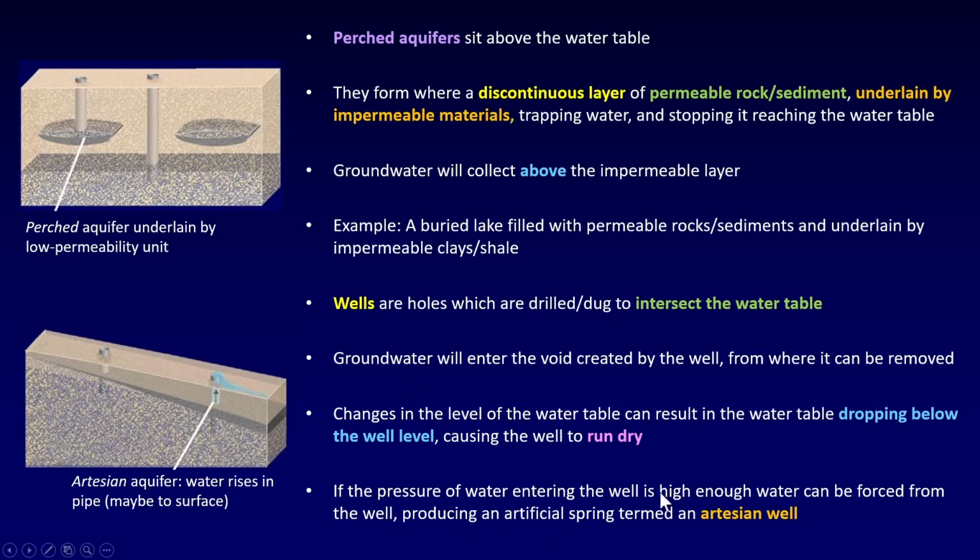Now, there is a final type of well which we need to talk about. These are referred to as artesian wells. And these are wells where the pressure of the groundwater flow is so strong that water will actually be forced up the well and out of it. And so in this case, what you have essentially is an artificial spring. And these artesian wells are important because they are used in the production of things like bottled water.